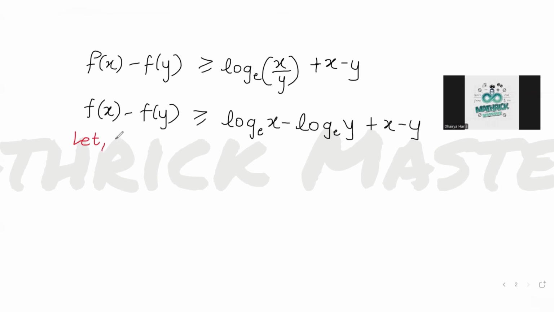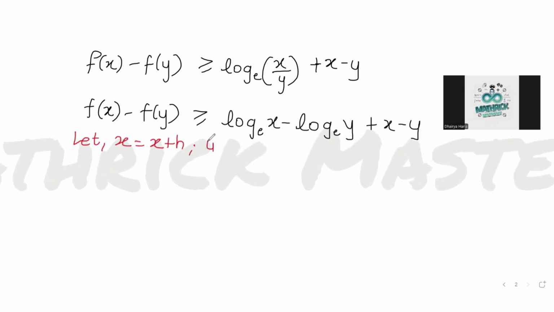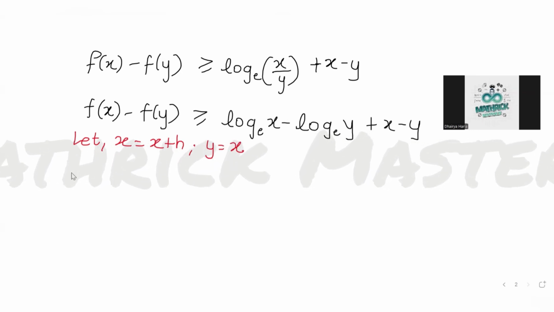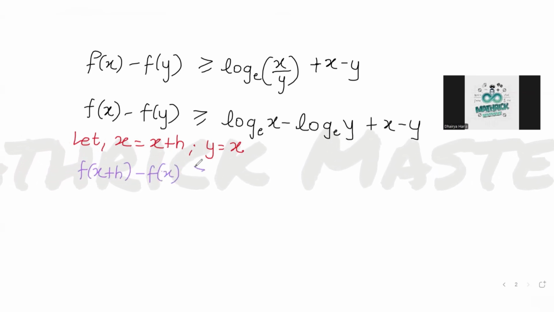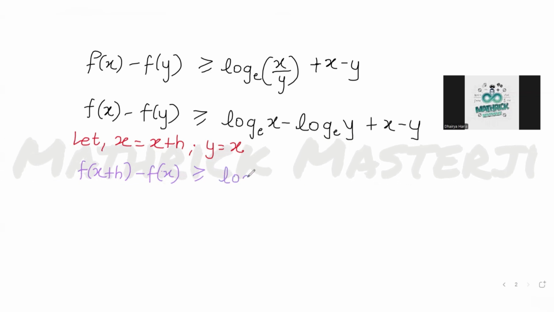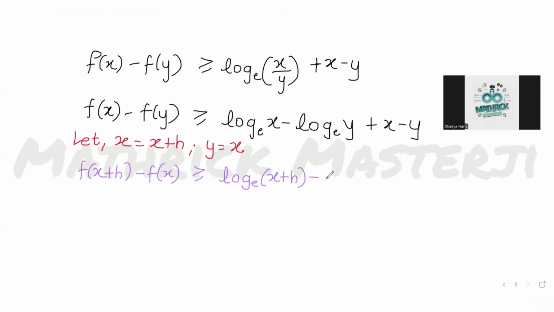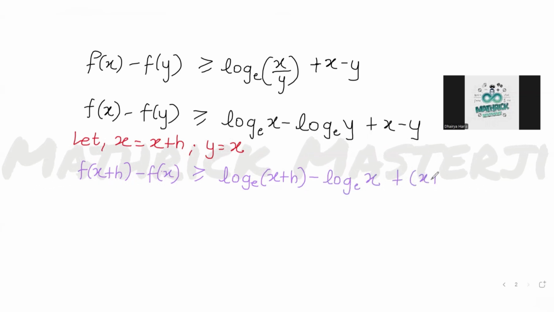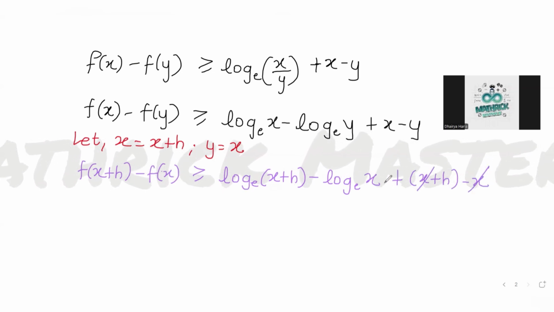Let's say instead of x, I'll put x plus h. And instead of y, I'll put x. So let's see how my function now changes. My new function would be f of x plus h minus f of x greater than or equal to natural log of x plus h minus natural log of x plus x plus h minus x. So x and x cancel. I'm just left with plus h.